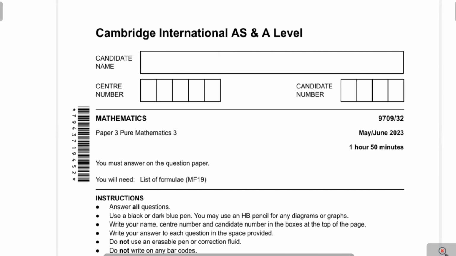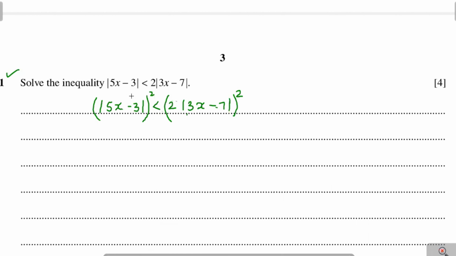Let's start the paper. Question number 1. Solve the inequality |5x - 3| < 2|3x - 7|. This question can be solved easily if we take the square on both sides. Because when we square the absolute value, we do not need to know about the sign of the absolute value. Now for the square of 5x - 3, we use the identity (a - b) squared.